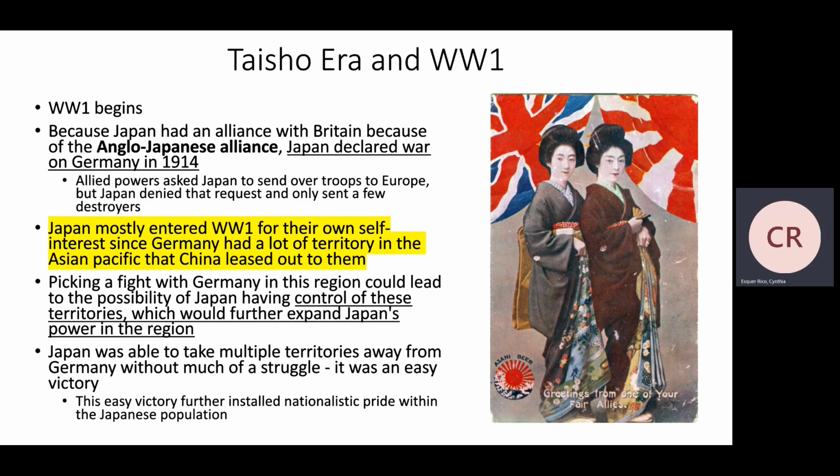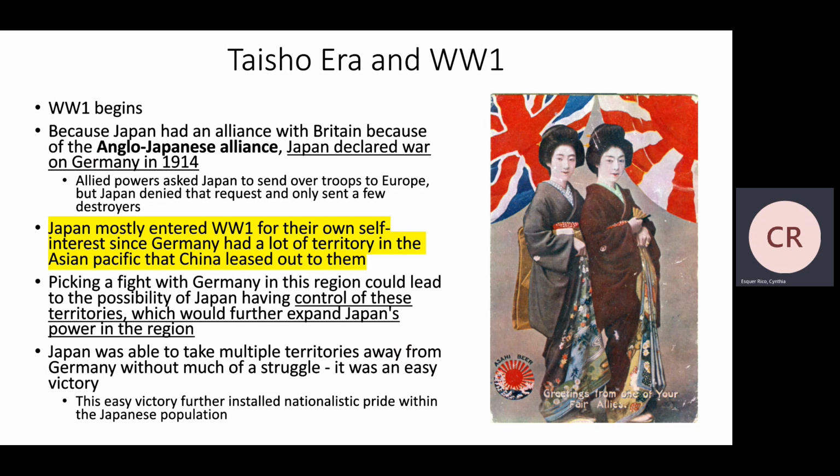World War I begins during the Taisho era, and because Japan had an alliance with the British, the Anglo-Japanese alliance that we mentioned in the last lecture, Japan declared war on Germany in 1914. The Allies had asked Japan to contribute military men and all that to send towards Europe. And yeah, Japan did send a few destroyers here and there, but nothing that would actually shift the tides in Europe, right?